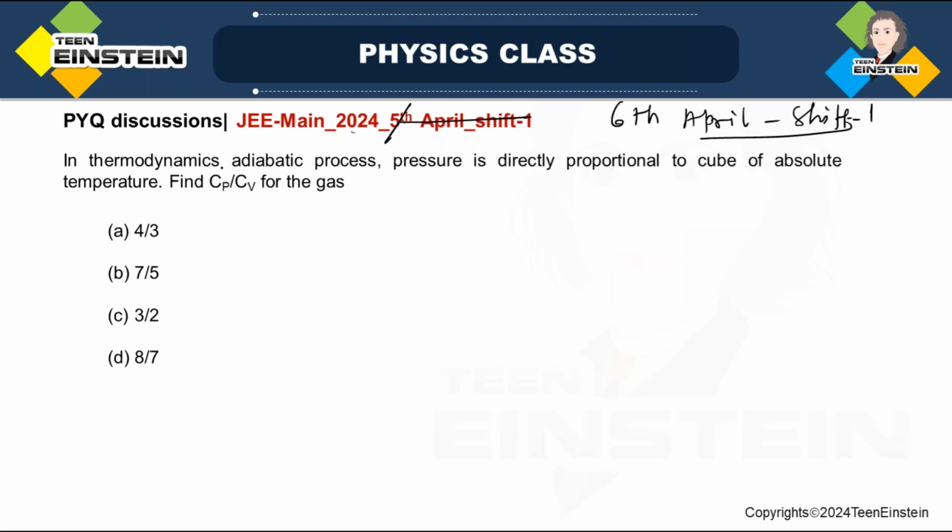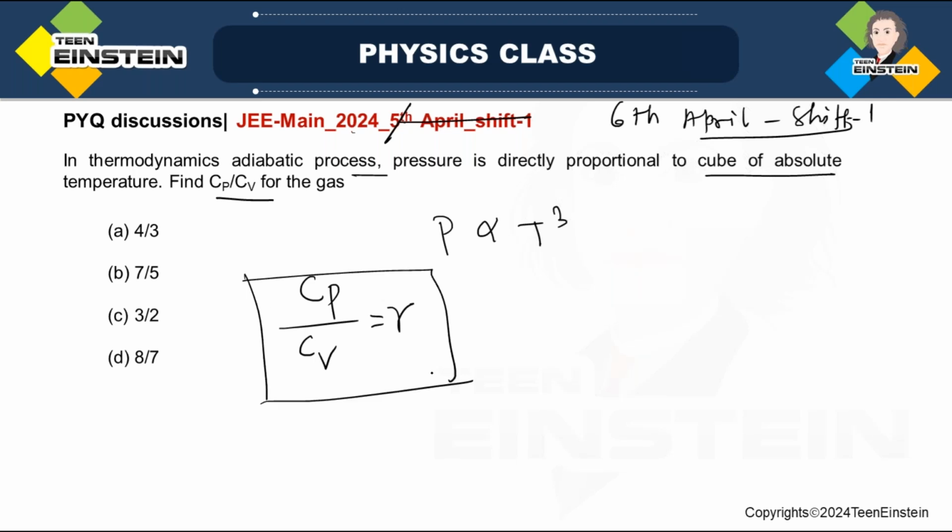So the question says thermodynamics. In thermodynamics, for an adiabatic process, the pressure is directly proportional to the cube of the absolute temperature. What you have to find out is Cp by Cv. You know Cp by Cv means what? That is gamma. This is for a gas. I have to find out gamma where, in case of adiabatic process, the pressure is related like this.